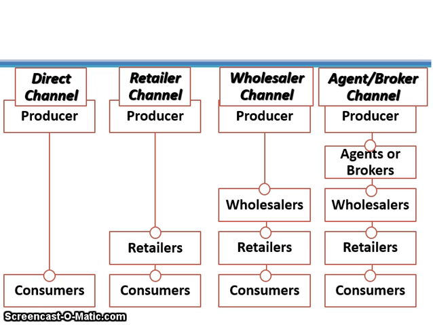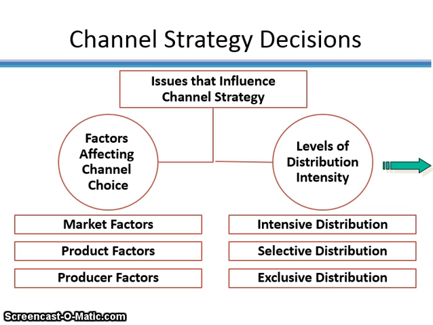A retailer channel is where the producer ships or sells its products to a retailer who then transacts with the consumer, and so on. Channel strategy decisions, which means whether the company is going to use a retailer channel, wholesaler channel, agent broker, or all, are influenced by a variety of different factors. So there are factors that affect channel choice here on the left-hand side, and then the second driving force is the desired level of distribution intensity.